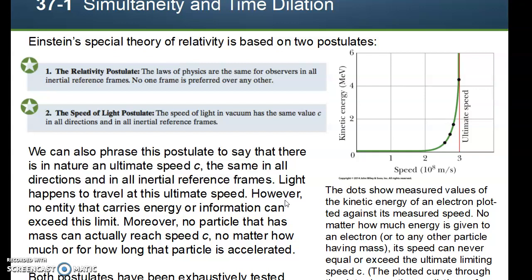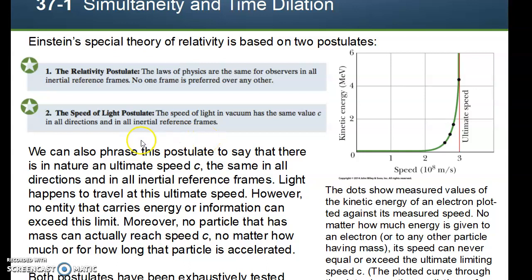So Einstein's special theory of relativity is based upon two postulates. Number one is the relativity postulate. The laws of physics are the same for observers in all inertial reference frames. No one frame is preferred over the other. Okay? And number two is the speed of light postulate. The speed of light in vacuum has the same value c in all directions and in all inertial reference frames.